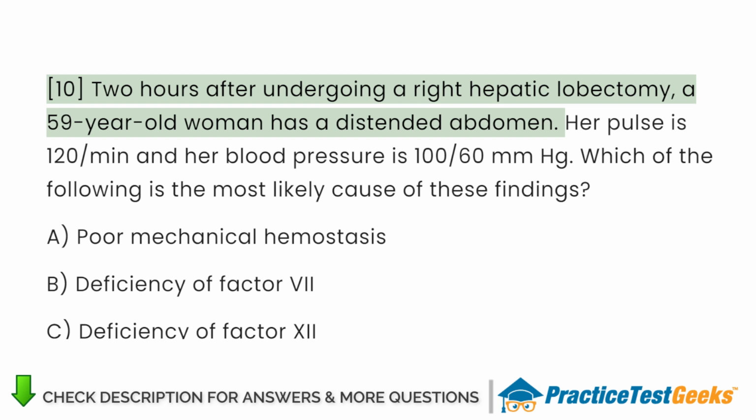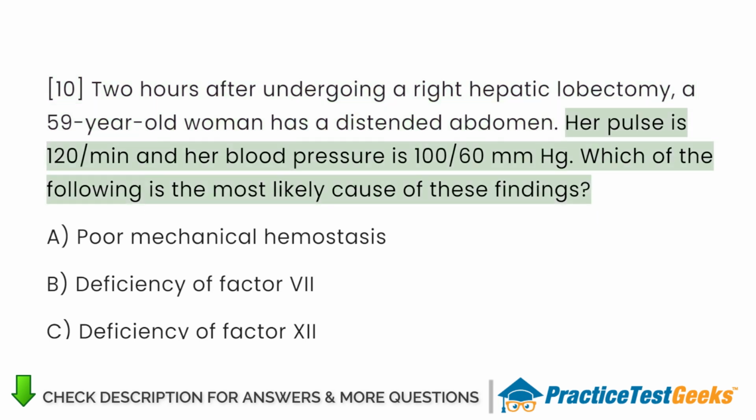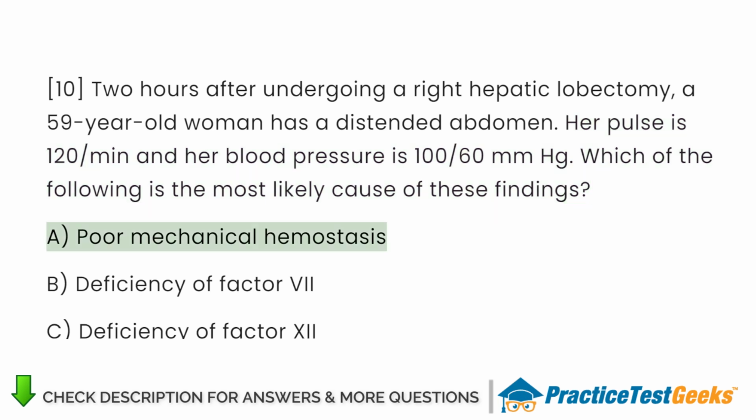Two hours after undergoing a right hepatic lobectomy, a 59-year-old woman has a distended abdomen. Her pulse is 120/min and her blood pressure is 160 mm Hg. Which of the following is the most likely cause of these findings? A. Poor mechanical hemostasis. B. Deficiency of factor VII. C. Deficiency of factor XII.